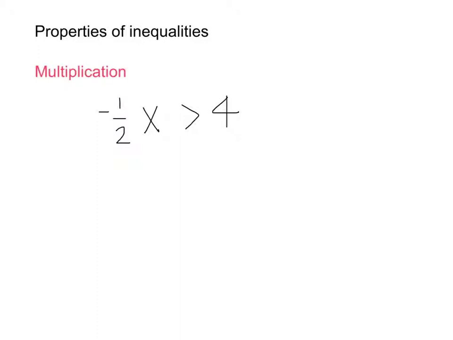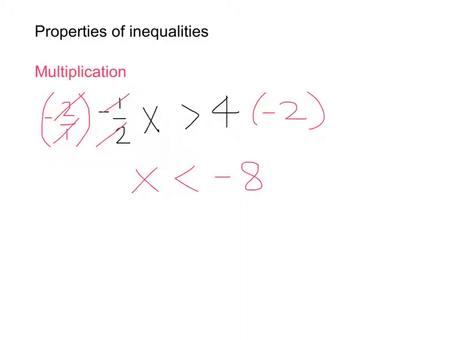So if you had negative 1/2 x is greater than 4, and you were trying to solve for x, you would have to get rid of that negative 1/2. So since it's a fraction, we multiply by the reciprocal. So the reciprocal of negative 1/2 is the same thing as negative 2 over 1, which is the same thing as negative 2. So since I have to multiply both sides by a negative number, that makes your inequality flip its direction and it makes it point the other way. So now my answer is x is less than negative 8.